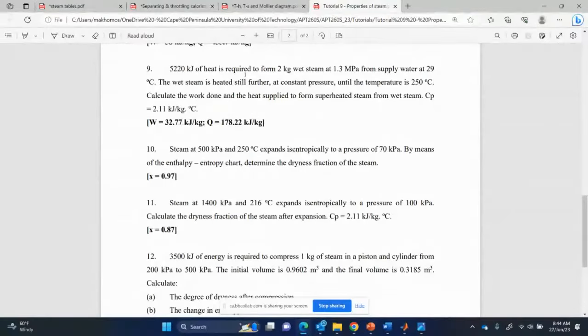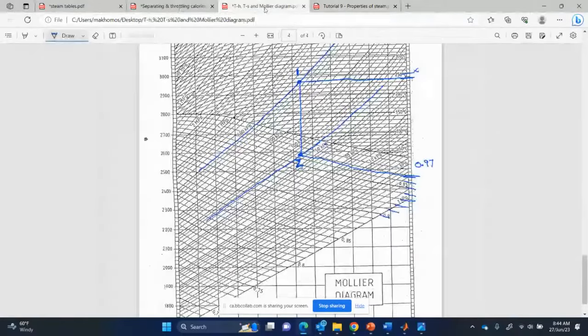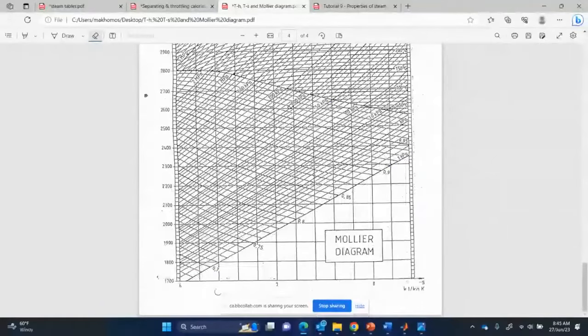So to answer this question, we go to the HS diagram, which is the Mollier diagram. Don't forget that the vertical lines represent specific entropy. I said the word isentropic, it means that the entropy is constant. Entropy at this point here, along this line here, entropy is constant throughout. So on the vertical lines, the entropy is constant.